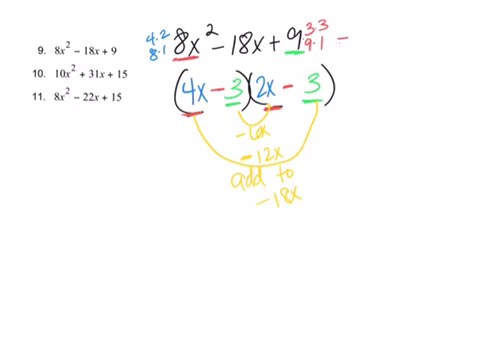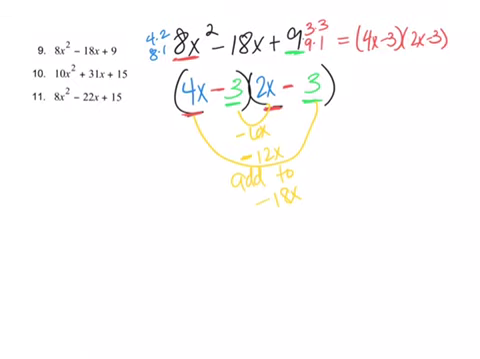So my final answer is 4x minus 3 times 2x minus 3. And I got lucky on the first try. I could have tried 8 and 1 and would have found that it doesn't work. Let's look at number 10.